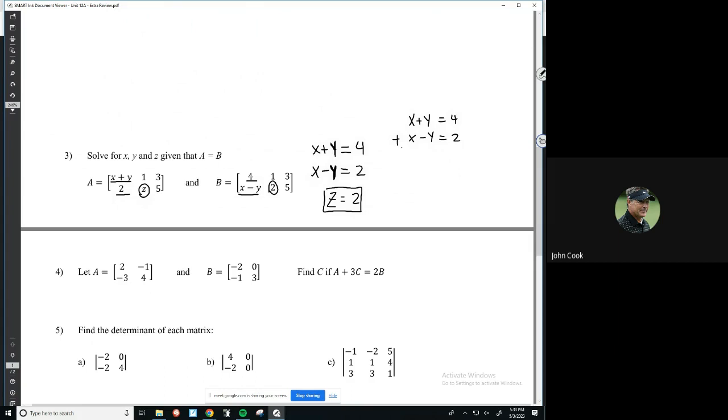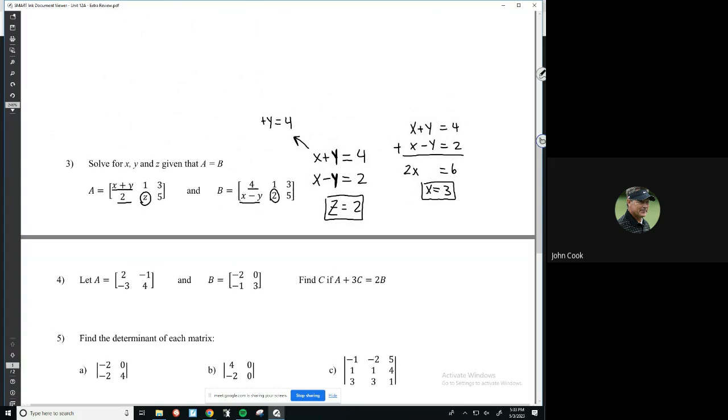If I combine like terms, x and x gives me 2x, y minus y is nothing, and 4 and 2 gives me 6. So if I divide both sides by 2, I get x equals 3. Then if I pick x plus y equals 4 and let x be 3, subtracting 3 from both sides, y is going to be equal to 1.